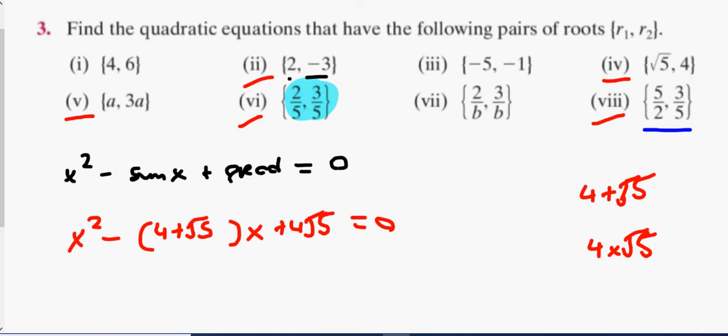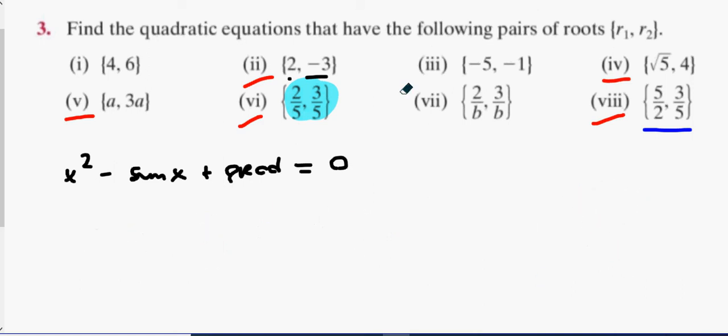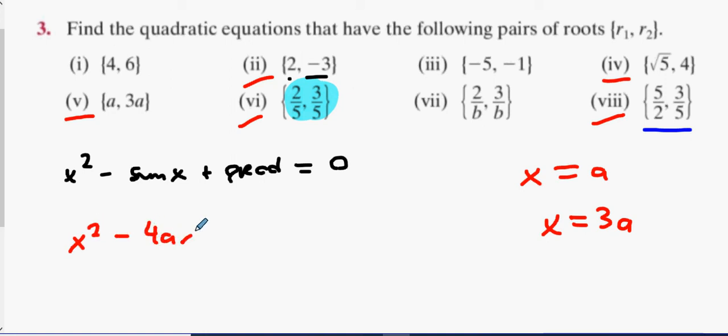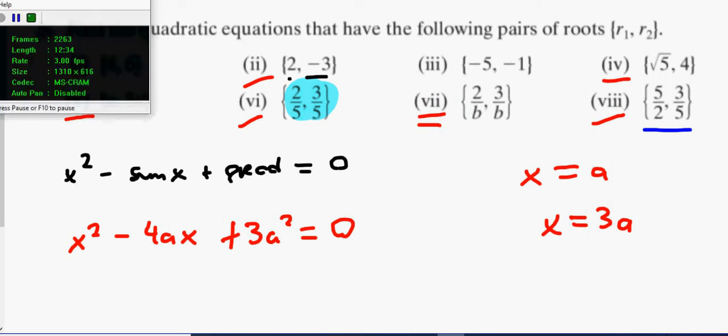A and 3A. I will get Shadi to take that one for me. Shadi, what about A and 3A? Add them together, you get 4A. So you get x squared minus 4A x. What's the product? Yeah. You're done. That's all you can do. You guys do part 7 now on your own.